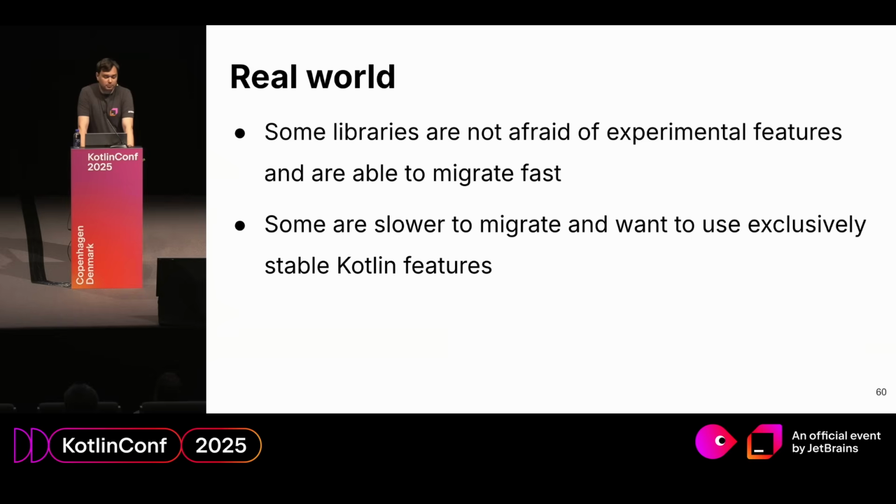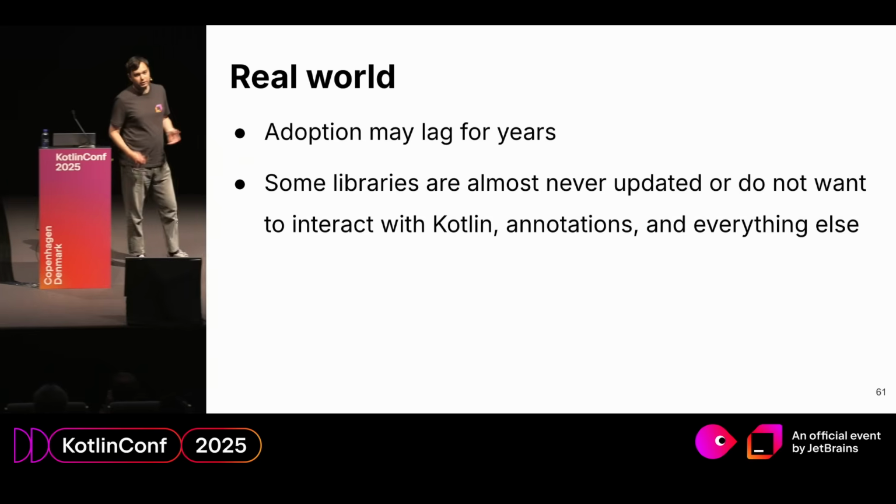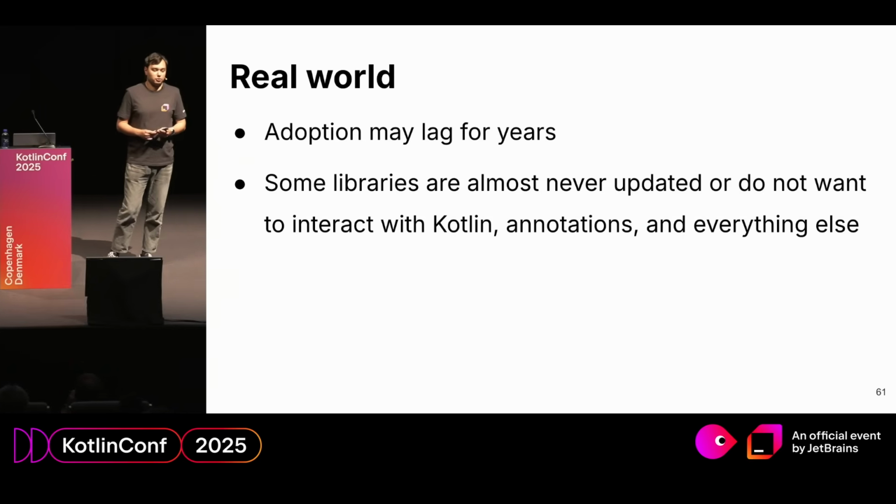Some libraries, however, may be slower to migrate and want to use exclusively stable Kotlin features. So it will take some time for them to upgrade. And adoption may lag for years, and some libraries probably never will be updated, or they do not want to interact with Kotlin annotations and everything else. Like, we can't just go and put Kotlin ignorable return value on some 15-year-old Java library, right?